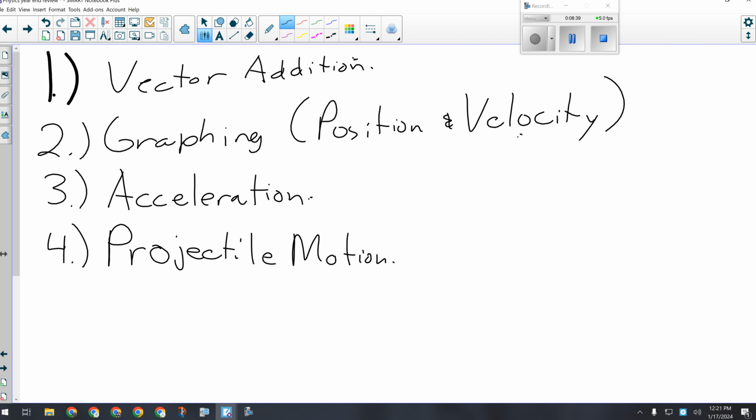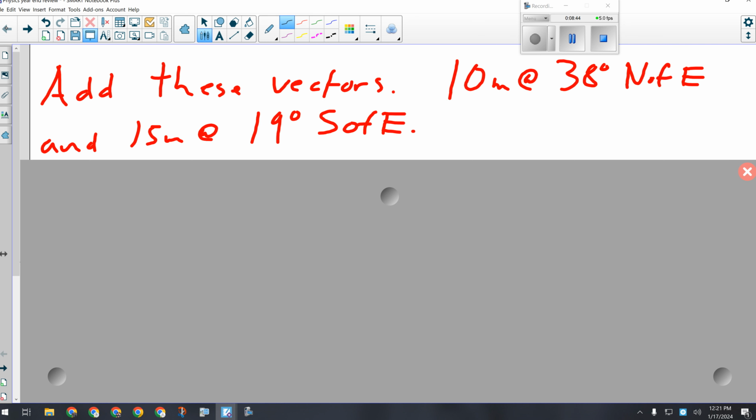So let's start with that. Let's see how much we remember about adding vectors together. We want to add these two displacement vectors to find the total displacement: 10 meters at 38 degrees north of east and 15 meters at 19 degrees south of east.